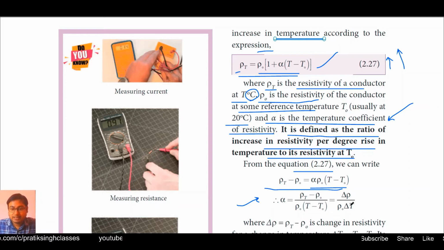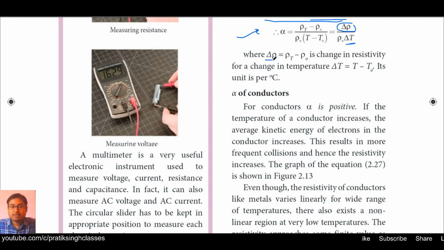Here rho t minus rho naught is the change in the resistivity of the conductor, that is del rho divided by rho naught into del T. Del T means change in the temperature, or how much is the heat generated in the conductor, final minus initial. As given here, del rho is equal to rho t minus rho naught, that means final minus initial change in resistivity. And del T is the change in temperature, that is final temperature minus initial temperature, and it is measured in per degree Celsius. Fine. Now alpha of the conductor.